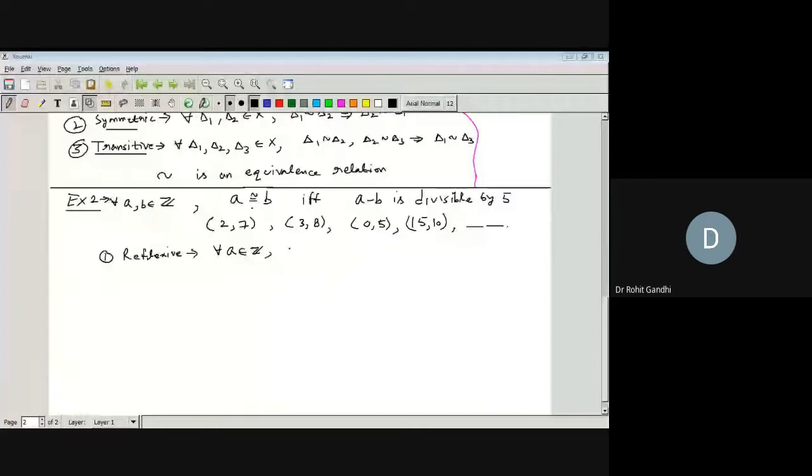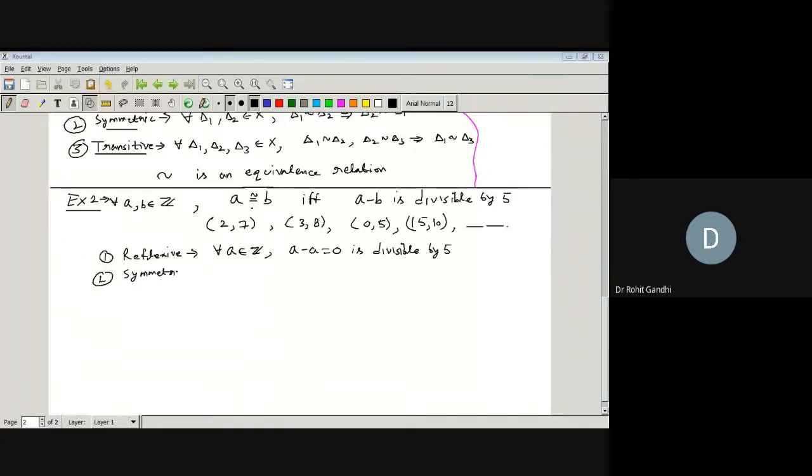So if we take any a belonging to the integers, what is a minus a? That is equal to 0 and it is divisible by 5. So that means this relation is reflexive. Now the second is symmetric.